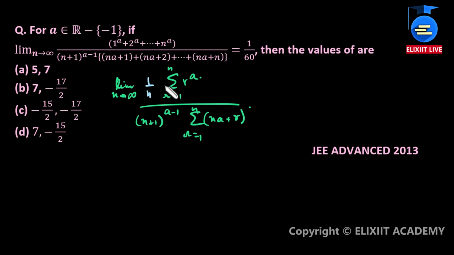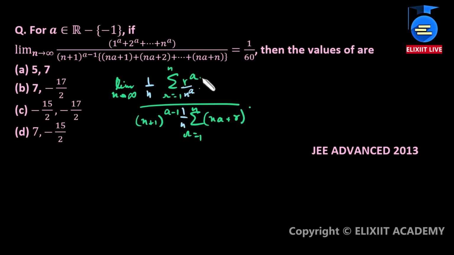Okay, so this is 1 by n and this turns out to be 1 by n. Now I try to bring the r by n format over here. To bring r by n, what I do is divide the numerator and denominator by n to the power a. Clear? So if you divide the numerator and denominator by n to the power a, this will become r by n to the power a. You're dividing by n to the power a just to bring this r by n format.